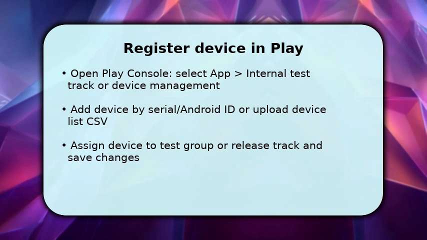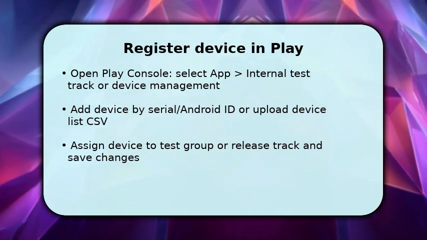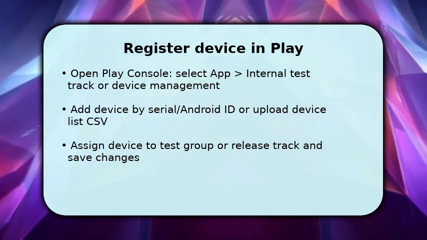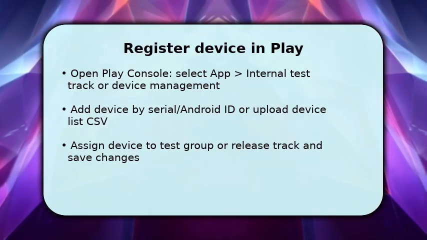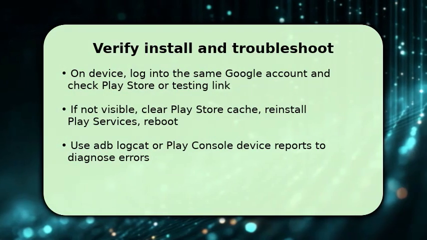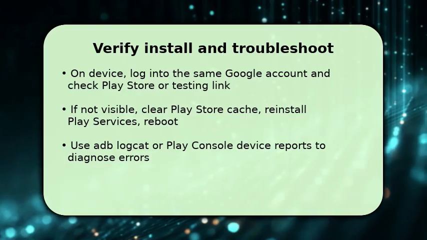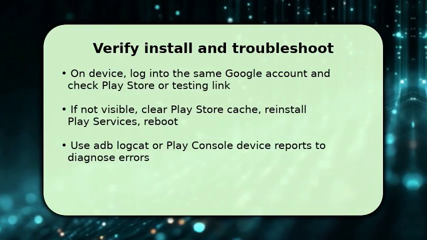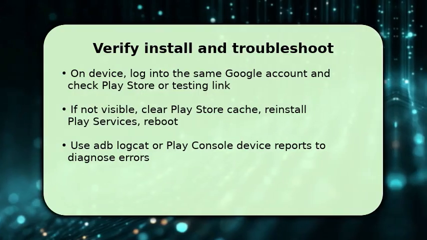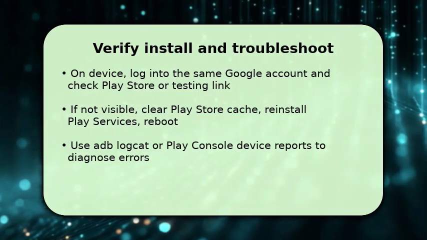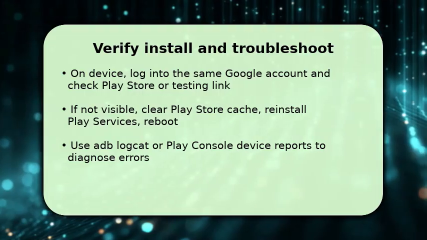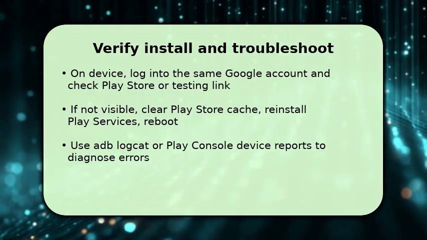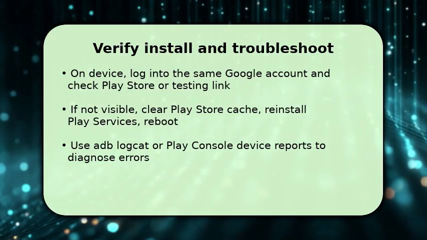After assigning, save and publish the test release. This makes the app visible to those devices shortly. Finish by verifying installation on the device. Sign into the same Google account, open Play Store or the testing link, and look for the app. If it doesn't show, clear the Play Store cache and storage, reboot the device, and confirm Google Play services is up to date. These simple fixes often resolve visibility issues.